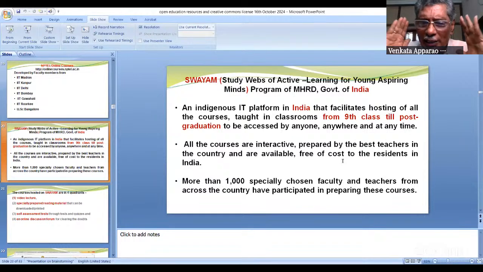All the courses are highly interactive, prepared by the best teachers in the country, and are available free of cost to the residents of India. For the residents of other countries, they will charge some fees. For the Indians, they are free of cost. More than 1,000 specially chosen faculty and teachers across the country have participated in preparing these courses. NPTEL courses are prepared by the professors from IITs and IISc Bangalore, but SWAYAM courses, even you can prepare.